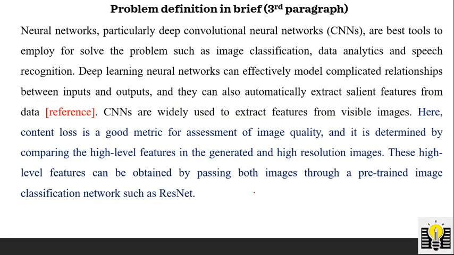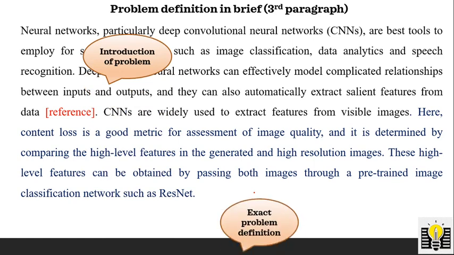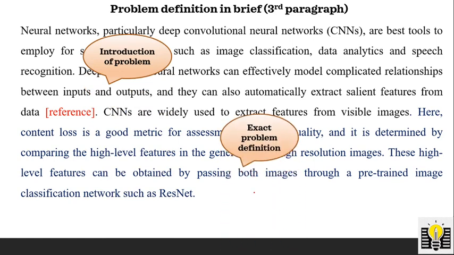Then in the next paragraph, we should introduce our problem definition. Already we are aware of how to define our problem definition. Here we need to write elaborately. It contains the introduction of the problem and then the exact problem definition. The first set of lines should be the introduction of the problem definition. For example, neural networks, particularly deep convolutional neural networks, are the best tools to employ for tasks such as image classification, data analytics, and speech recognition. So this is a general statement. The last set of statements should contain the exact problem definition.